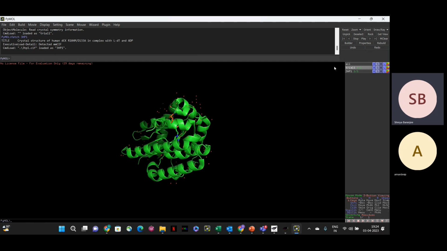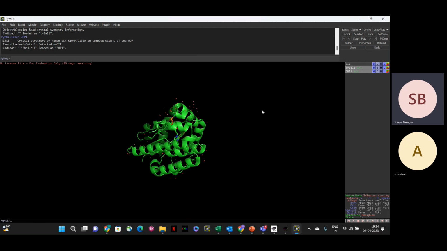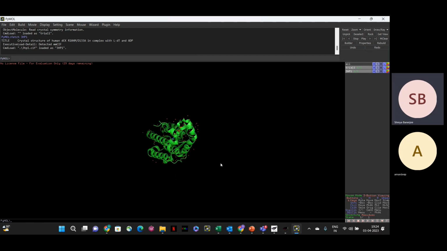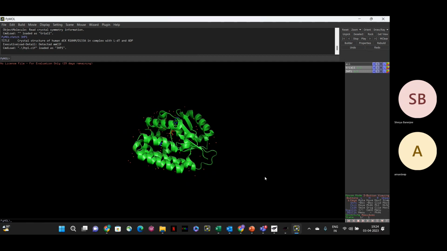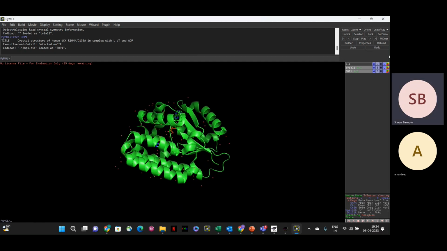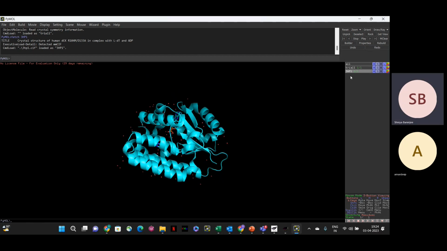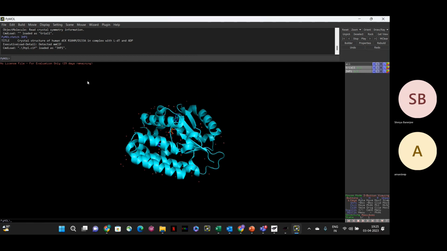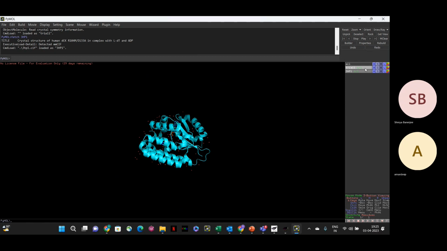So you have the original protein and you have the mutated protein. You can easily compare their orientations. So yeah, this is the original and the mutated proteins, and you can compare.